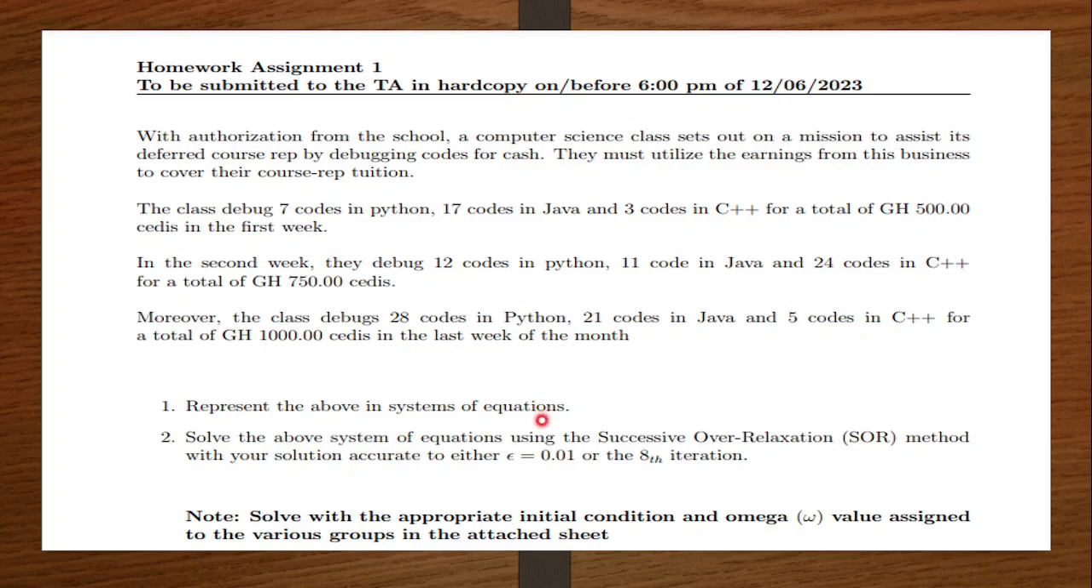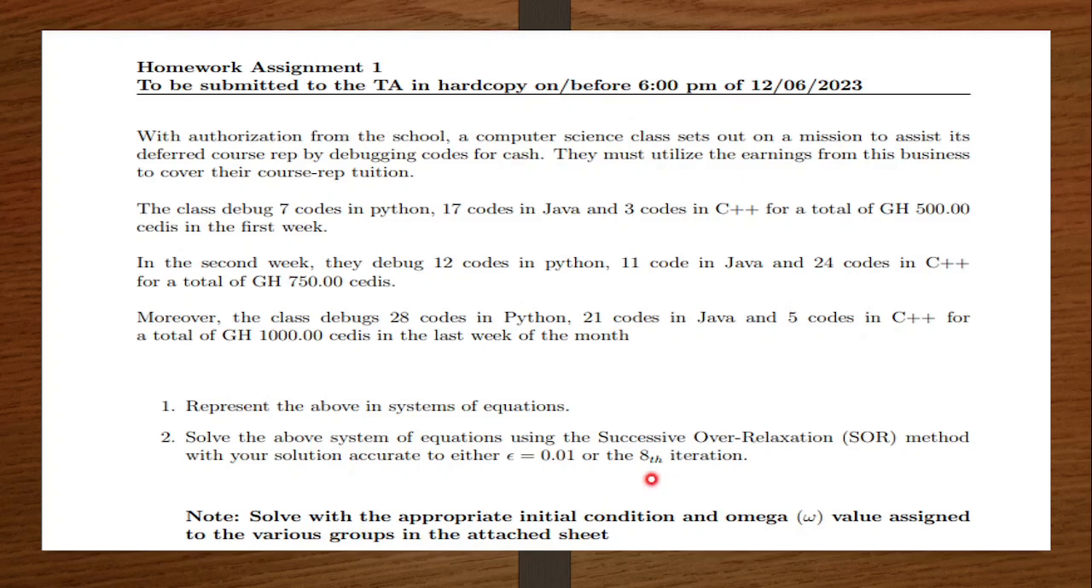Represent the above in systems of equations. Solve the above system of equations using the successive over-relaxation method with your solution accurate to either epsilon equals 0.01 or the fourth iteration. Note, solve with the appropriate initial condition and omega value assigned to the various groups in the attached sheet.